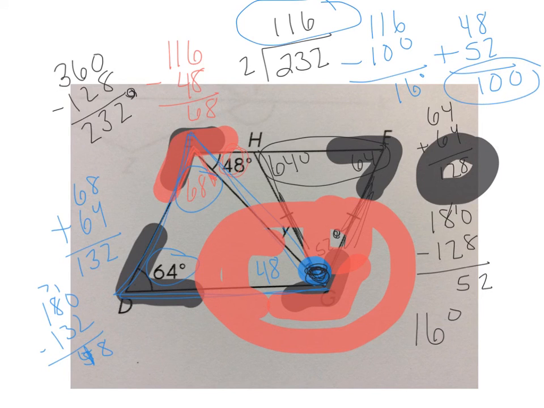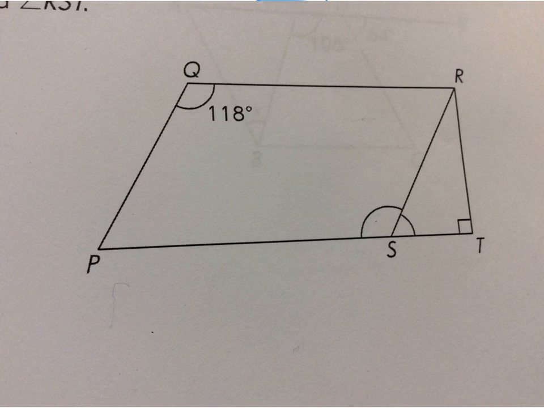Okay, I am inserting this photo. You have angle Q. PQRS is a parallelogram. We know that RST is a right angle. You need to find the measure of angle. Let me make this for you. We need to find the measure of PSR and RST. That is your challenge tonight. Good luck, and let me know how you do.